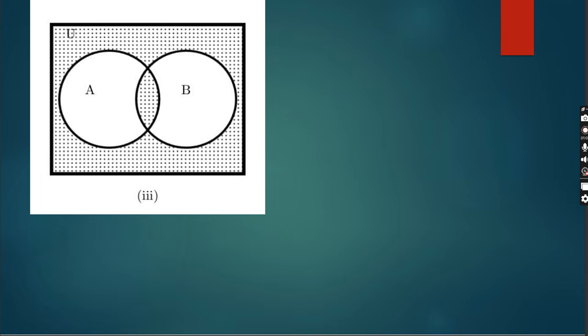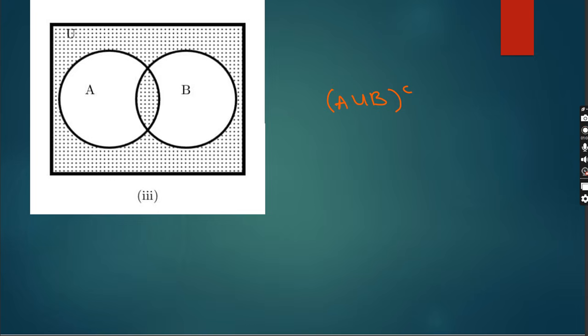What about this question? Here it is an interesting part. As you can see, A and B are not shaded, so A union B is not shaded. Because they are not shaded, it means they are removed. So A union B complement is what has been shaded. A union B is not shaded.